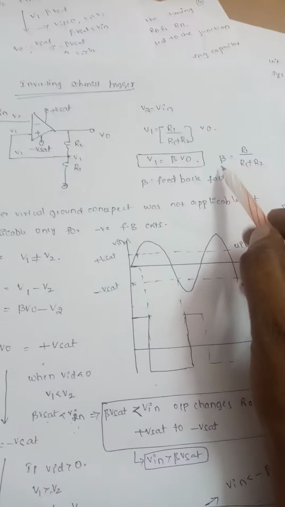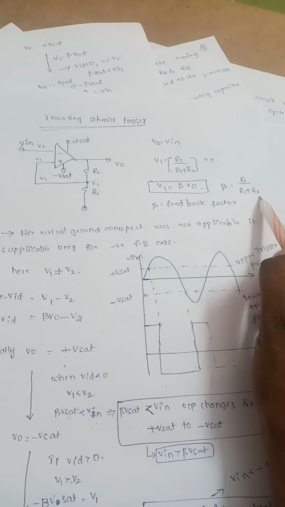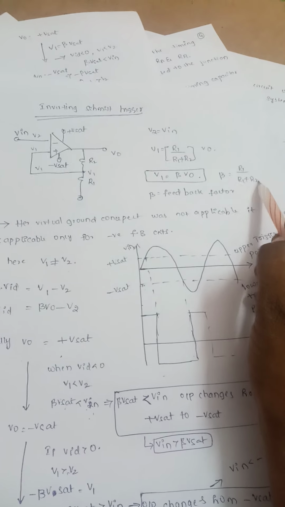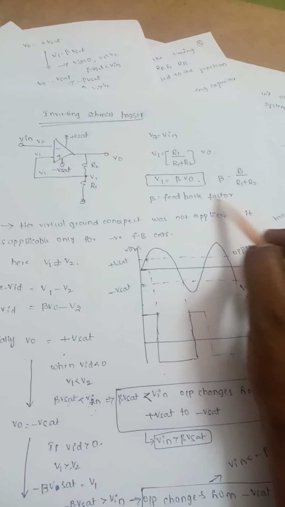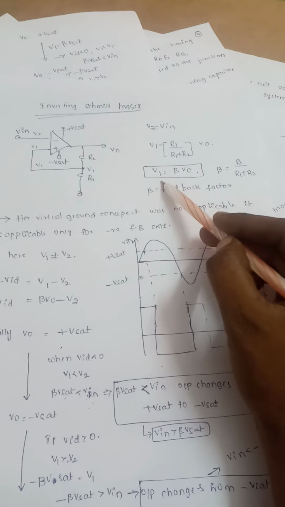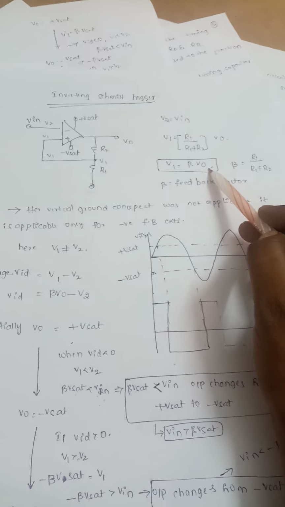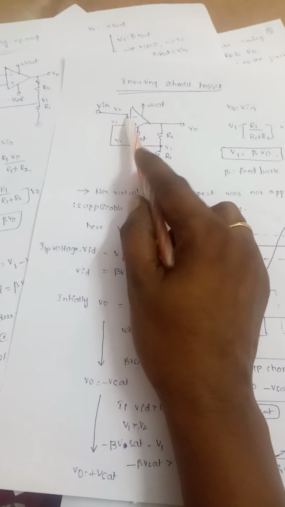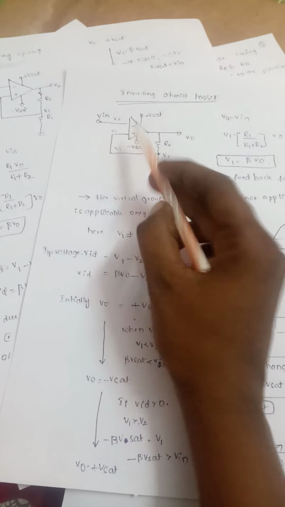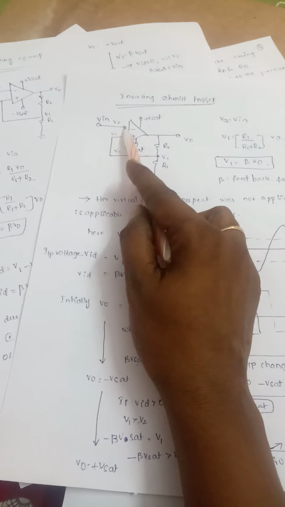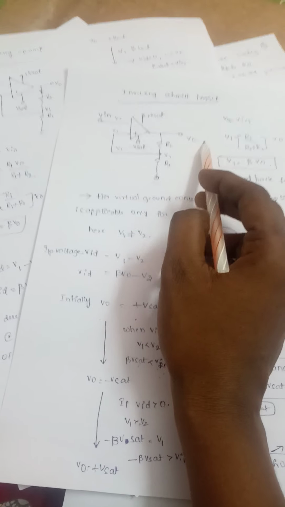Here consider R1 by R1 plus R2 is equal to beta. It is known as feedback factor. So here V1 is equal to what? Beta into V0. Here we are giving two inputs V1 and V2. So here depending on the difference between these two, the output will be generated.